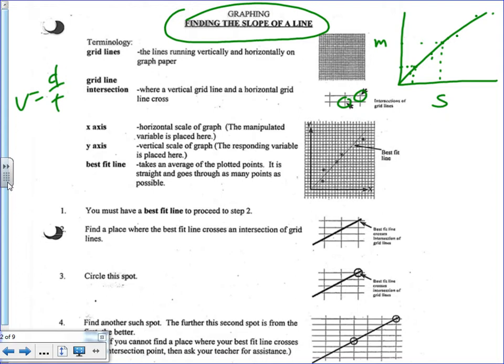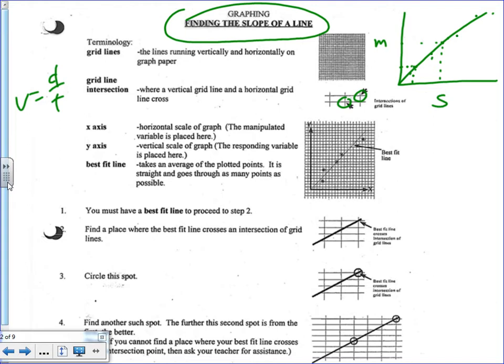X-axis, obviously horizontal. Y-axis is your vertical. Best fit line takes an average of the plotted points. Drawing a best fit line is actually kind of tricky, and you do need to know how to do it. Yes, Google Sheets and Excel will draw one for you, but you still need to know how, because I might give you a graph that's all constructed with everything except a best fit line, and ask you to draw one.